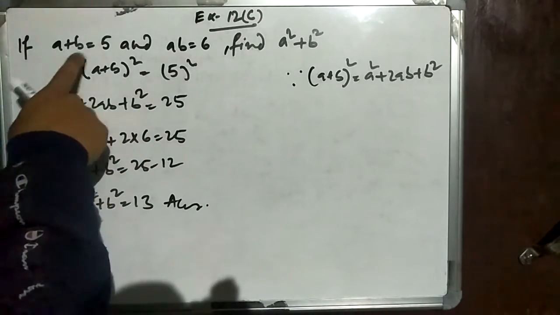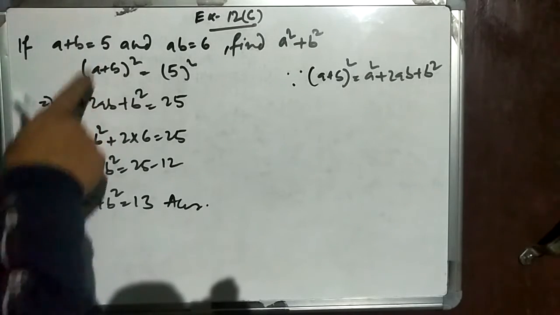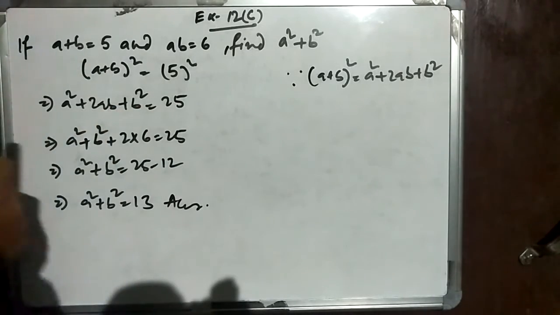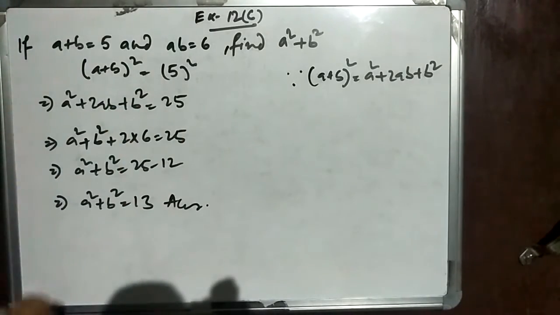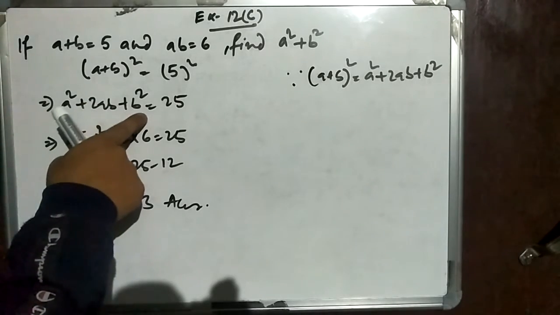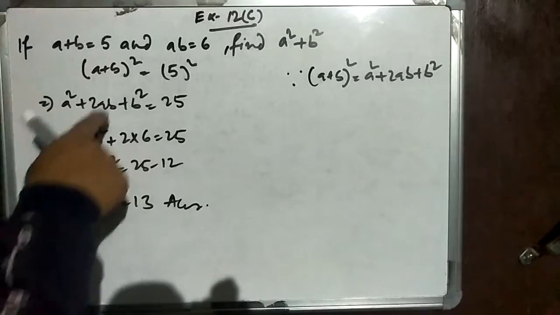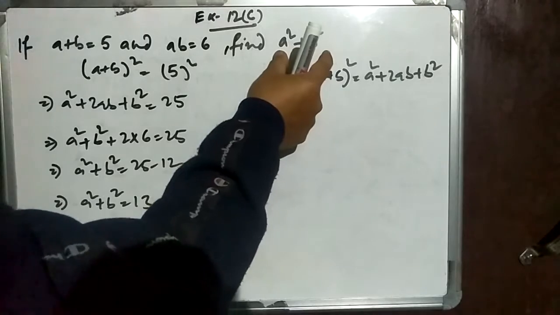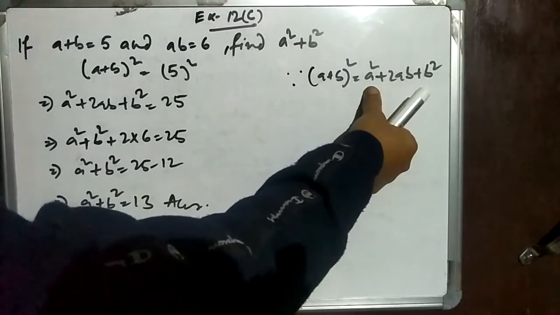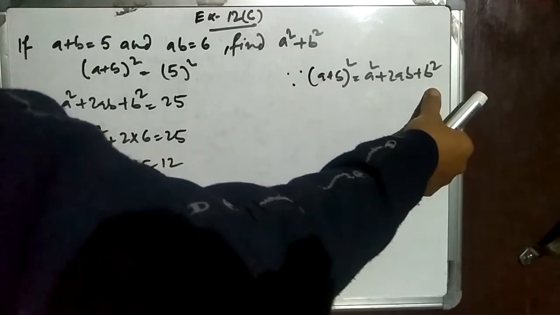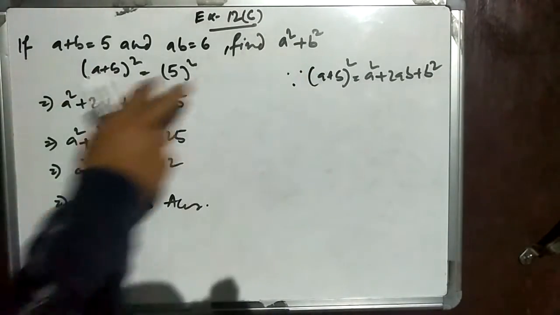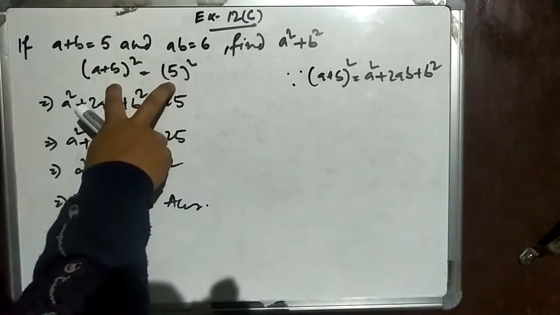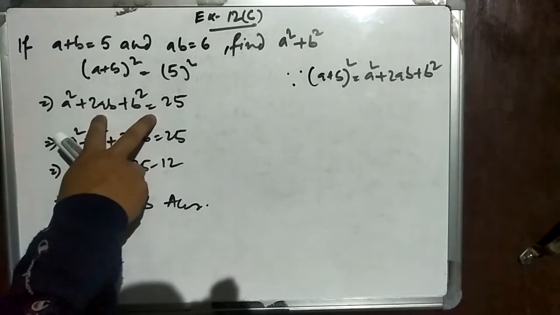Now we have here a plus b equals 5, so we take this a plus b equals 5. As we square both sides of a plus b equals 5, we get a square plus 2ab plus b square. So we took this to convert it into this format. We have to find a square plus b square, and as you can see in the formula, a square plus b square is already there. So to take it out, we take a plus b equals 5, put a square on both sides, and get a square plus 2ab plus b square.